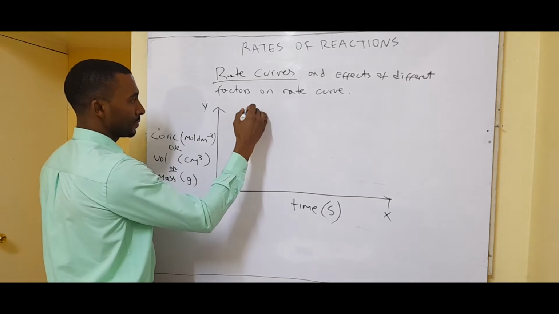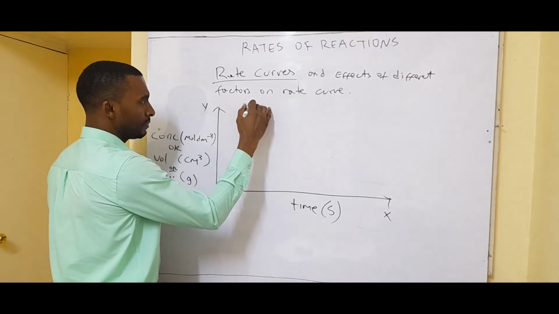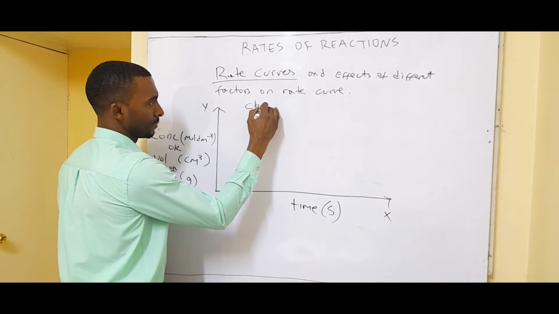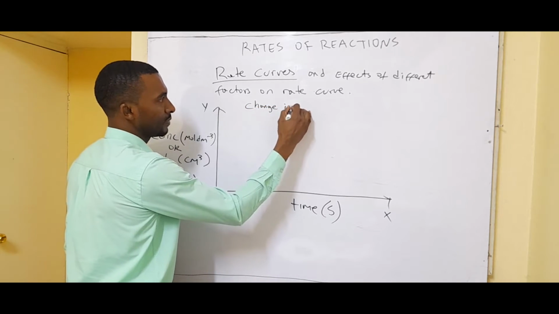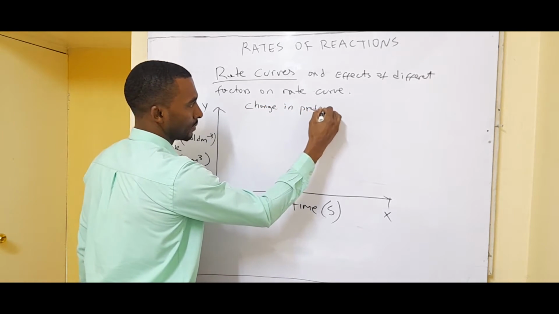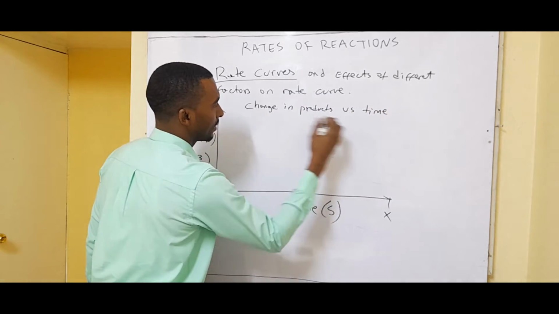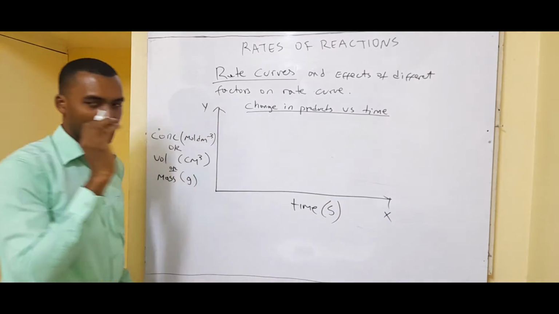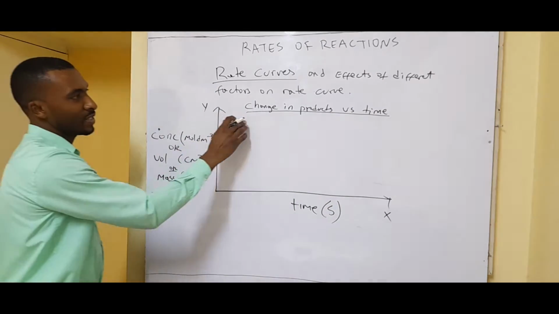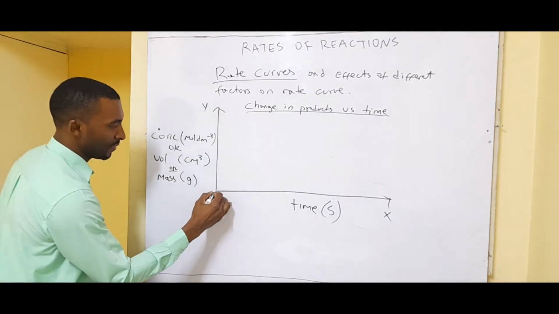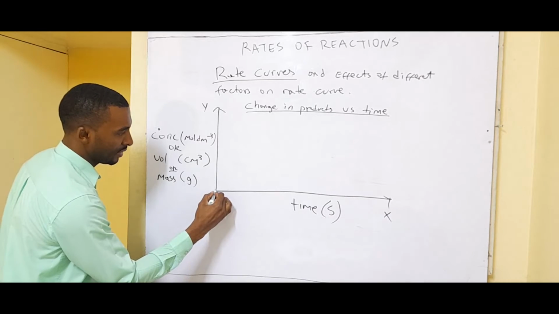Alright? The change in products versus time. So they have to be specific, right? Based on how the shape will look, right? So if it's a change in products, it means that products are being formed. So definitely the curve will be like this.